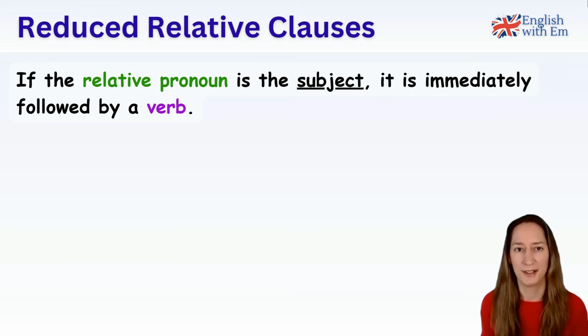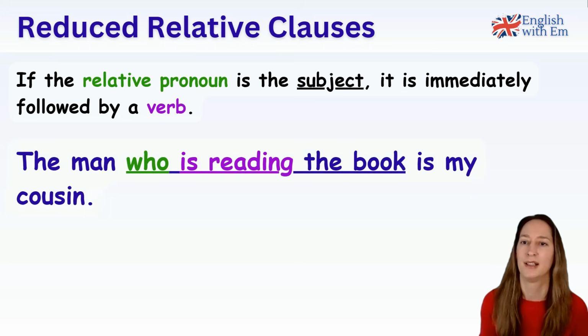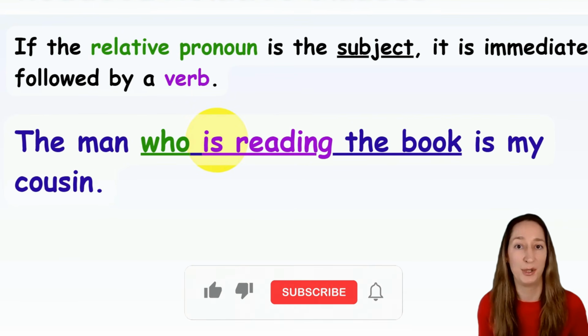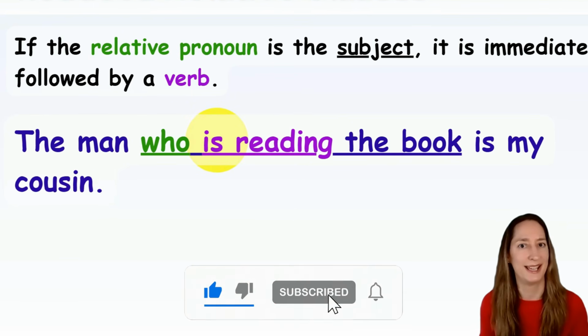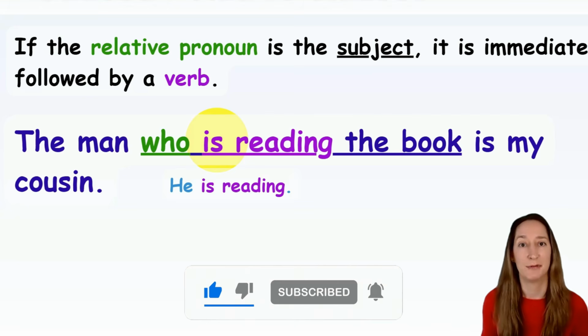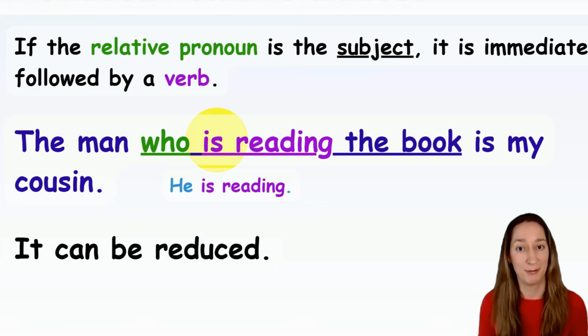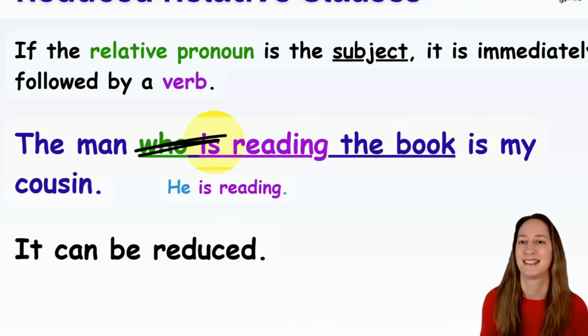If the relative pronoun is the subject, it is immediately followed by a verb. The man who is reading the book is my cousin. So here the relative pronoun who is followed by the verb is. He is reading, so who is the subject. It can be reduced. And how do we do that? By deleting the relative pronoun and the verb to be. So, the man reading the book is my cousin.